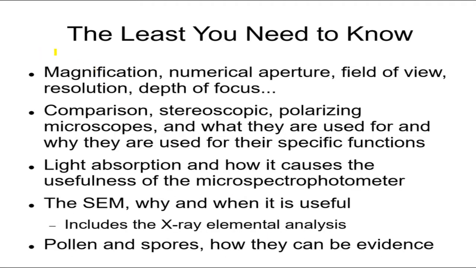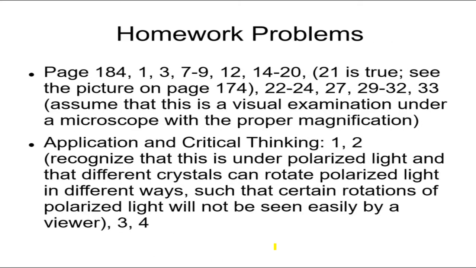So we've learned a lot about the microscope and how it's used. A little review. They know about the magnification, numerical aperture, field of view, the resolution and depth of focus, resolution from the numerical aperture, for example. Various kinds of microscopes. Also the microspectrophotometer, why it works. The scanning electron microscope, 100,000 times. Sometimes you need that. And sometimes the pollen and spores give off good and useful evidence. For those who have the book and are interested in doing some problems to help solidify your understanding of the use of the microscope in forensics, these are problems that you can look at.